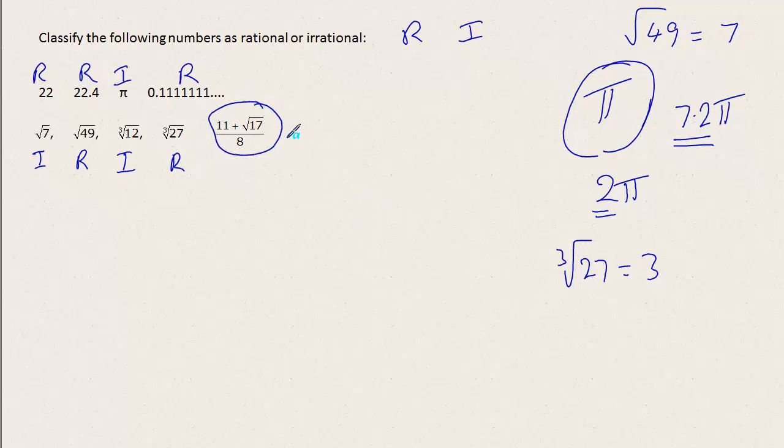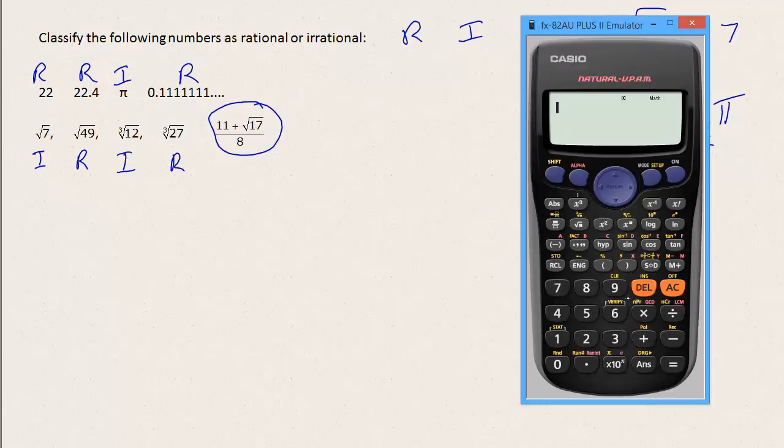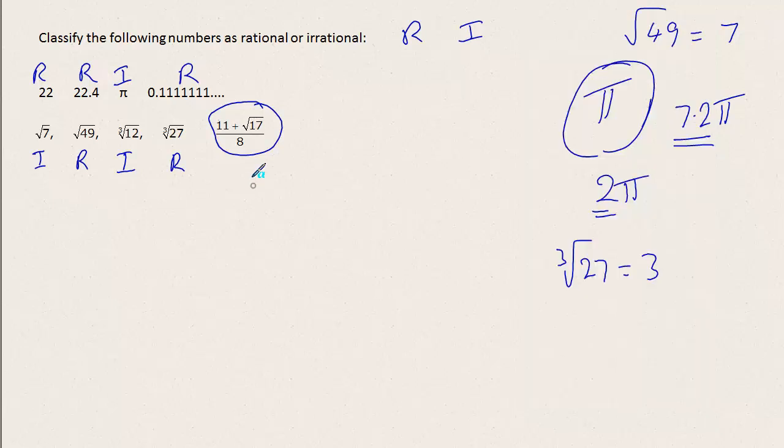Now if you look at this one, you might not know what to do. But if you've got your calculator, just go 11 plus the square root of 17, which is a surd, which is probably a clue that this is going to be irrational, divided by 8. And if on the screen here we don't see any recurrence, and we can see that there isn't, at this level that's good enough to say that this one is irrational.